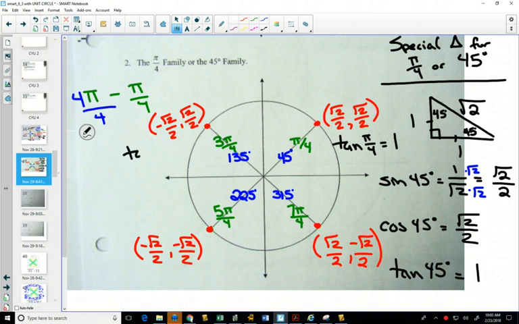Tan of 3 pi over 4 is going to be negative 1. It's going to be the same value because it's the same triangle. Cast rule says tan is negative in quadrant 2. If you did sine divided by cos, you'd have root 2 over 2 divided by negative root 2 over 2. You'd get negative 1 that way as well.